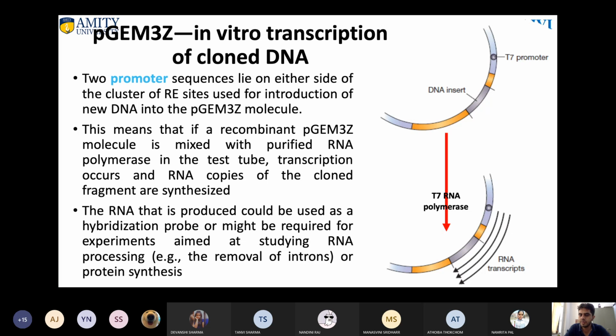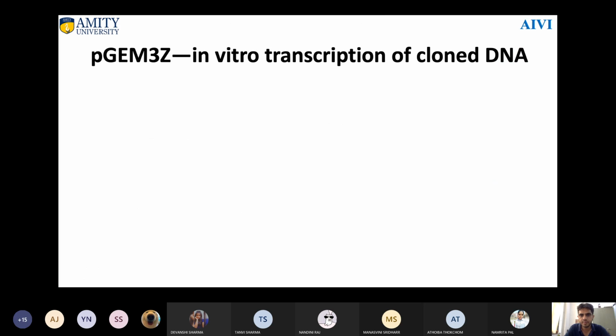It's going to have another feature that you insert, which means you can go for transcription. Depending on which polymerase you use, if you use the first polymerase, then the transcription is going to be in that direction, and if you are using the second one, then the direction of transcription is reversed.